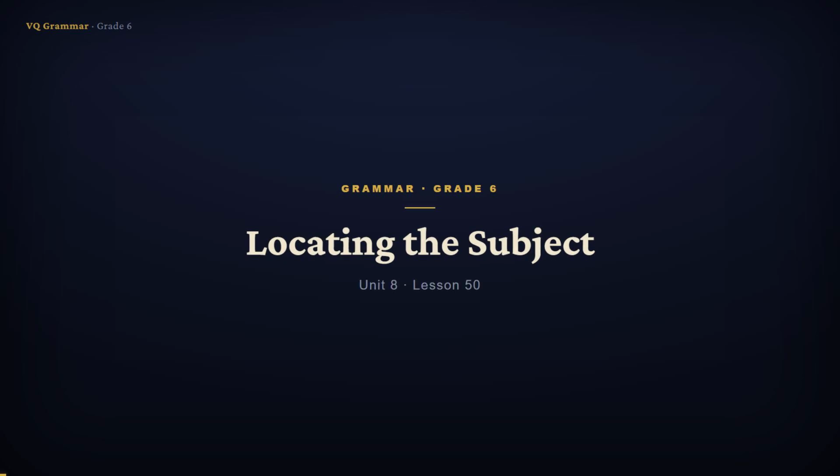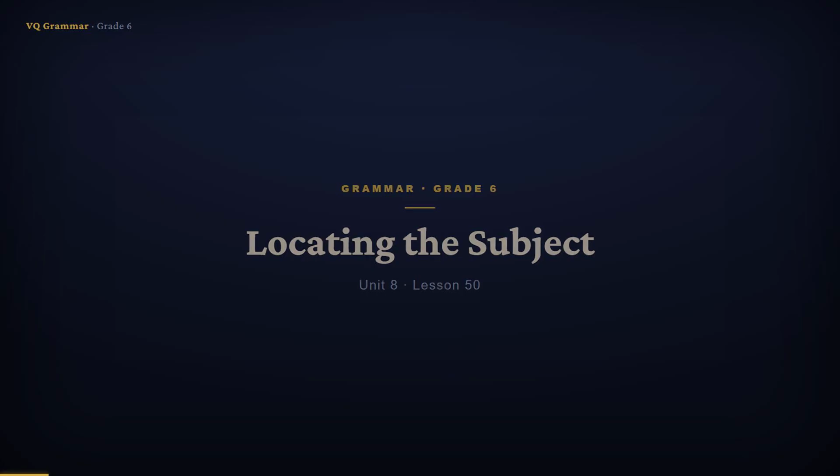This is Unit 8, Lesson 50, and it's the last stop in our batch on subject-verb agreement. Today, we're going to solve a sneaky little mystery. Sometimes, the real subject of a sentence is hiding, and if you grab the wrong word, your verb ends up disagreeing with it. So let's learn how to find the true subject every single time.